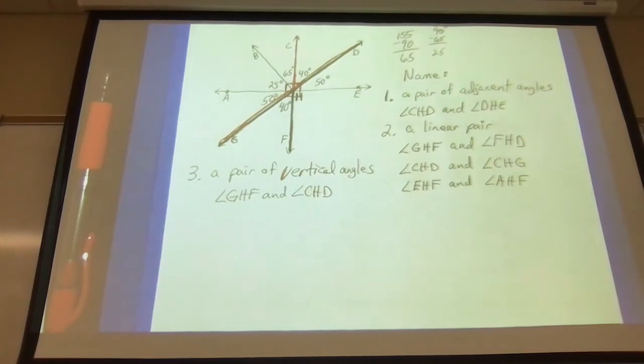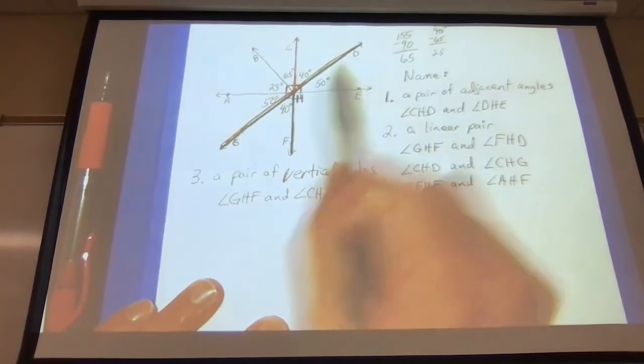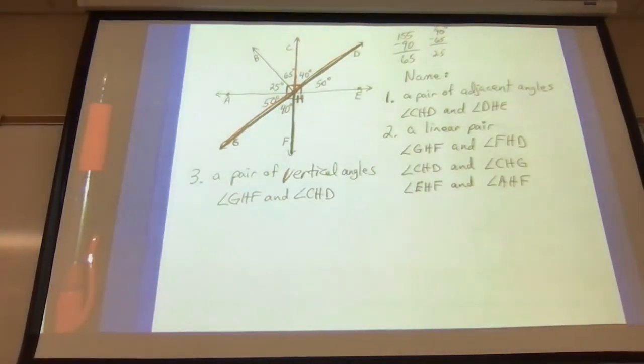That's not the only pair of vertical angles. There's another one up there. Remember, your vertical angles are always congruent. Anybody pick out another pair of vertical angles? Walker, what do you think? AHG is 50, and what else? DHE is 50. Those are vertical angles. Right across from each other, they're both congruent.